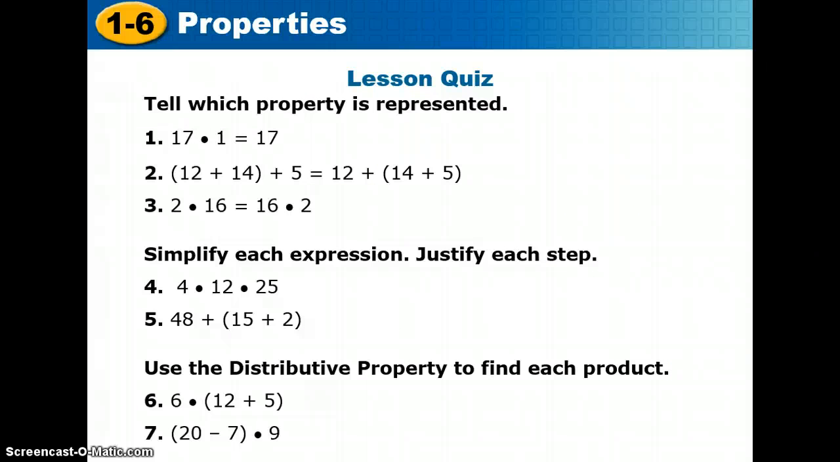Now it's your turn. Tell which property is represented for 1 to 3. For 4 and 5, simplify the expression and justify your step by naming the properties you're using. And in 6 and 7, use the distributive property to evaluate those expressions. Pause the video and complete this lesson quiz in the work section of your notes. You can go back and watch any portion of this video or all of the video as many times as you need to. Don't forget to WSQ in your notes.